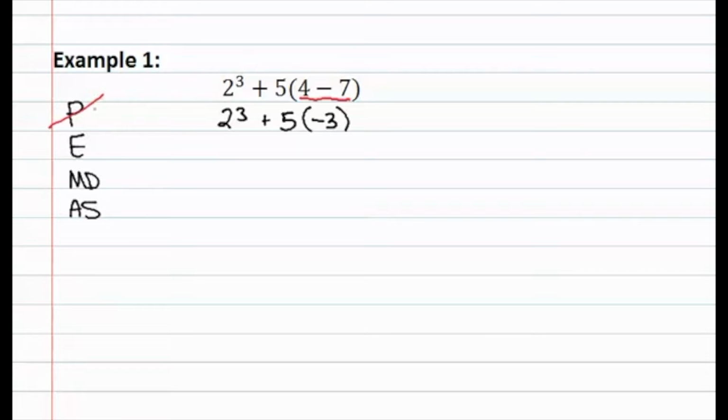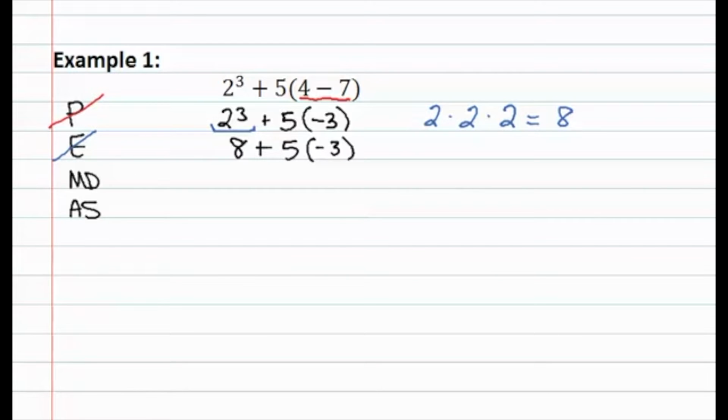Next, we see that we have completed parentheses, so we move on to exponents. We can see that we have exponents of 2 to the third. Sometimes it is helpful to go over to the side and figure out what the exponent would be. In this case, it is 2 repeated 3 times, which results in the answer of 8. We now have 8 plus 5 times a -3. We have now completed the exponent step.